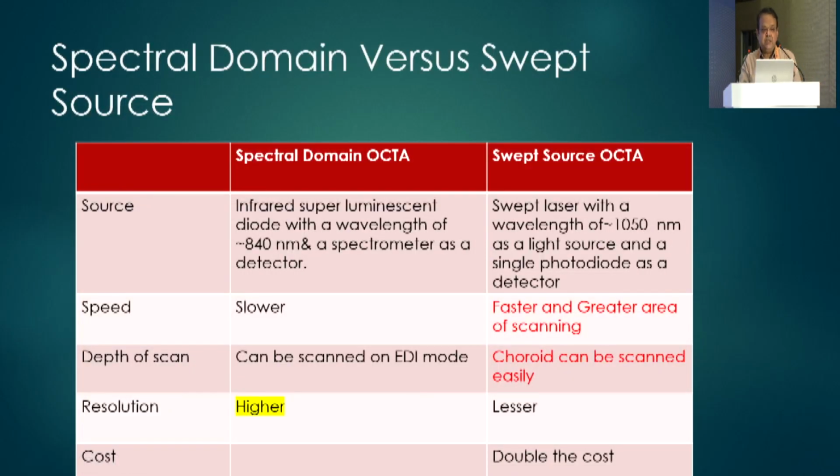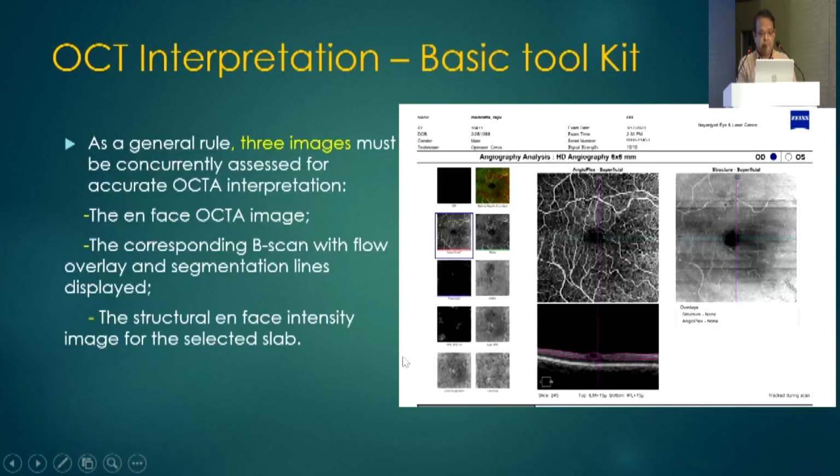So we have two machines. One is spectral domain versus swept source OCT, and as Ritesh has already mentioned, swept source is faster and covers a greater scanning area. Choroid can be scanned easily in swept source, but resolution is higher in spectral domain OCT based OCTA systems. The problem with swept source OCT is the cost is double.